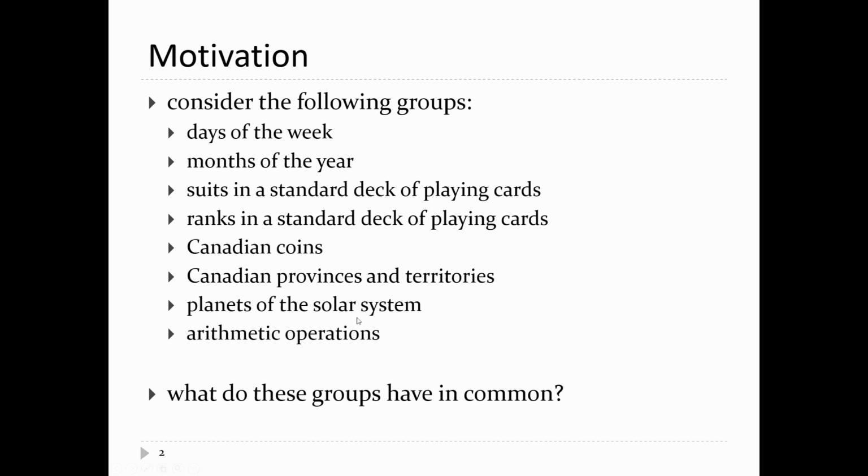Similarly with the planets of the solar system, no one can decide whether or not Pluto is a planet. Sometimes it is, sometimes it's not. So the planets do not represent a group of constant values. But the other ones, even the provinces and territories, Nunavut was a new territory that was made up. So even that example is not a perfect example in this case.